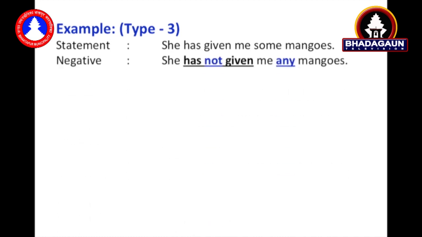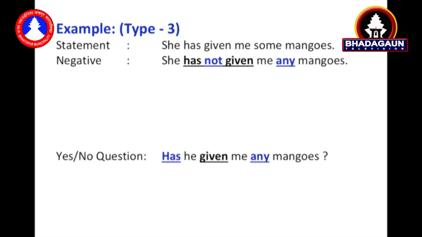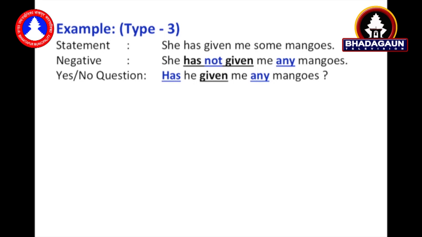And its negative is: she has not given me any mangoes. One additional thing is done here. And what is that? Some is changed into any here. Okay, let's see the question: has she given me any mangoes? So some is changed into any in the case of the yes-no question also.